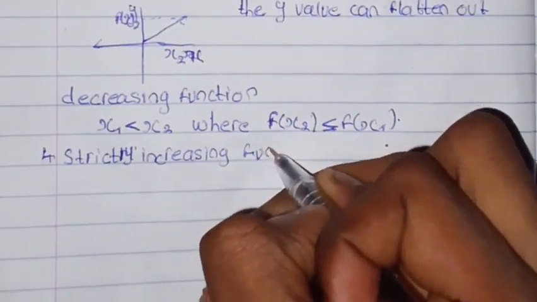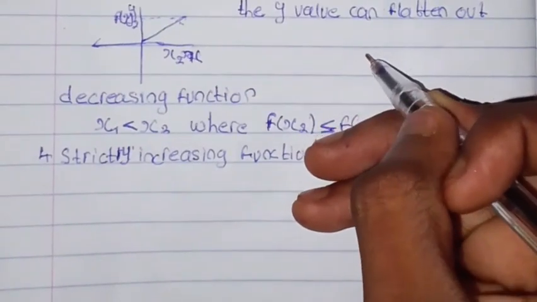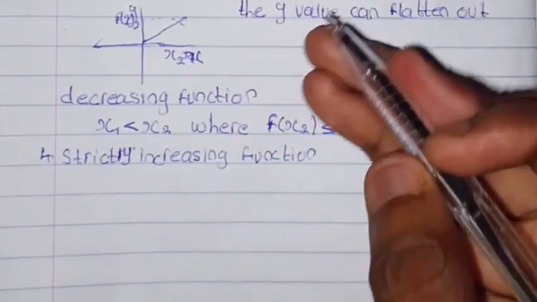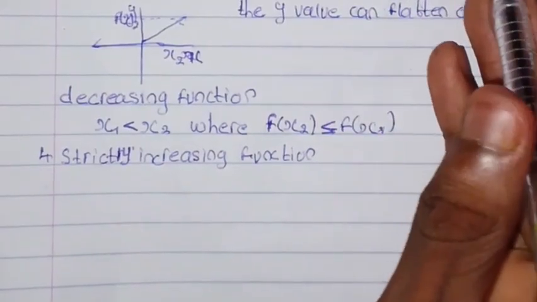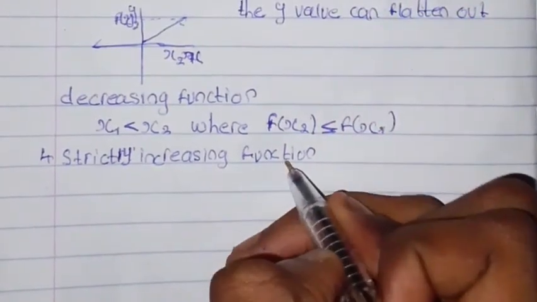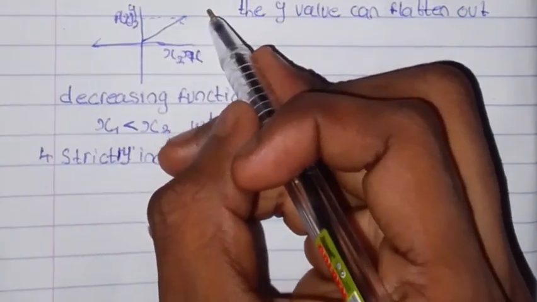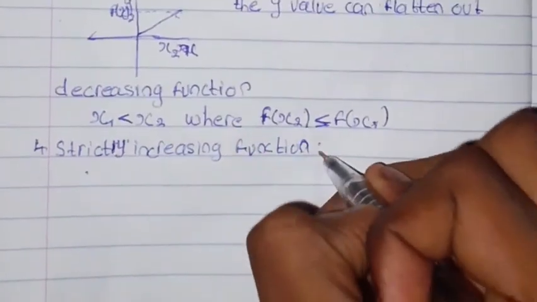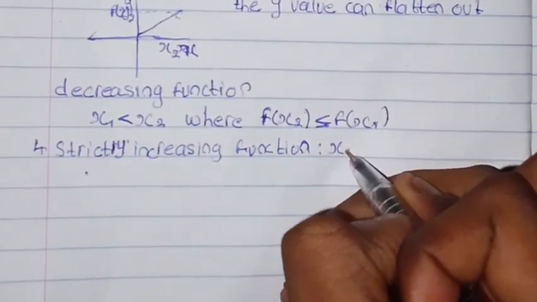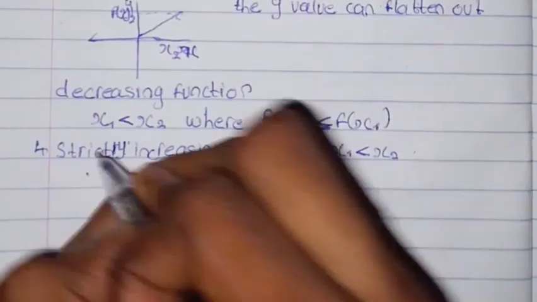Now remember we said something about an increasing function, that the y value can flatten out, meaning that for two values of x, the y value cannot change. f of x1 and f of x2 can remain the same. But meanwhile, for a strictly increasing function, it is never like that. The graph, the slope, always keeps rising. So we write it where x1 is less than x2, and it is strictly increasing.